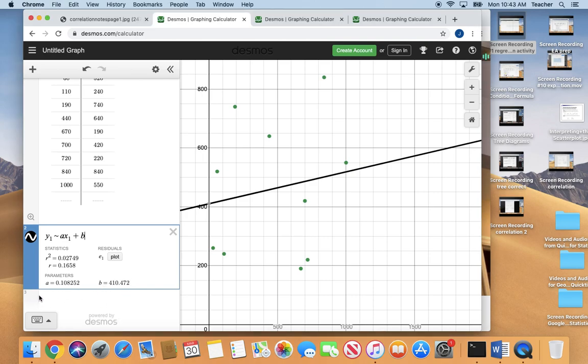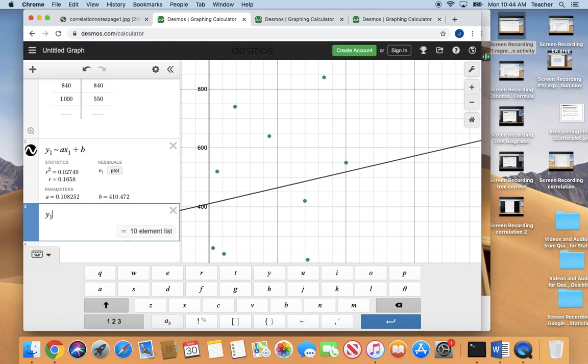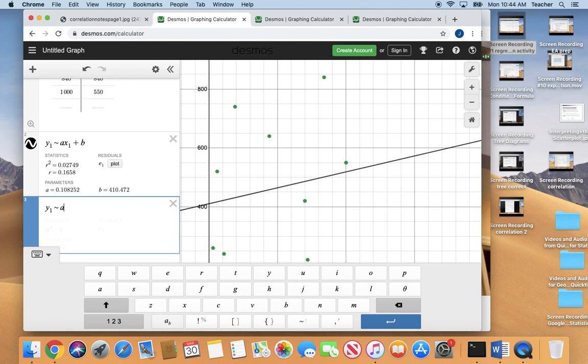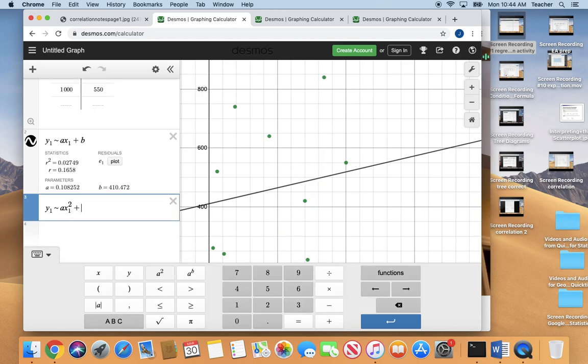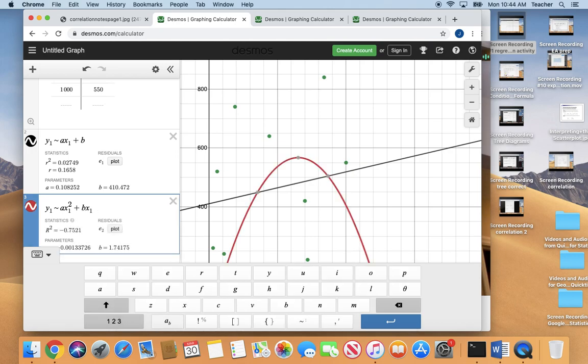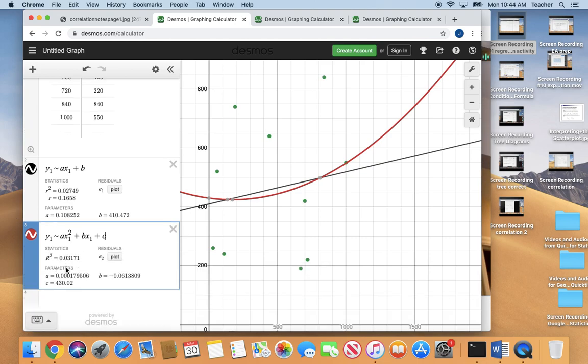Okay, so maybe you try, let's say you try the quadratic model, ax squared plus bx1 plus c. Okay, and so if you look at this, you see an r squared value of 0.031. Again, that's pretty close to 0, which is indicating to you that this does not really have a correlation at all. So you could try other types of models as well.